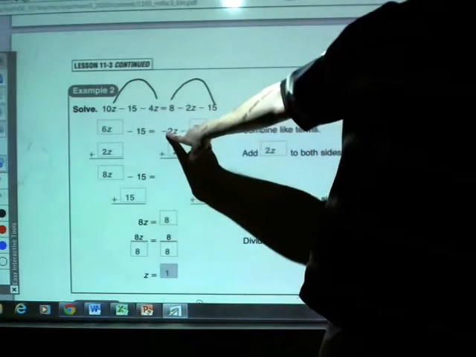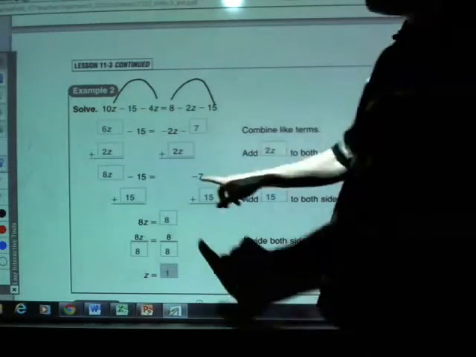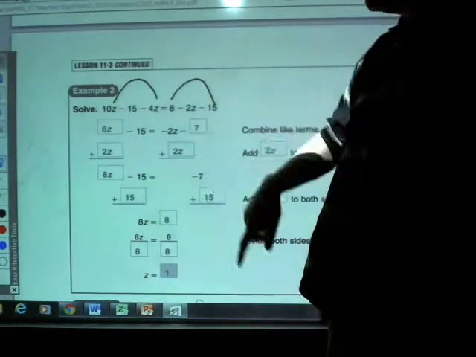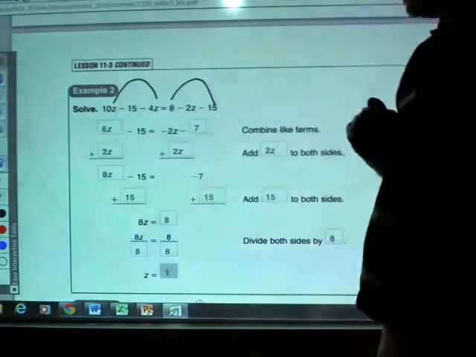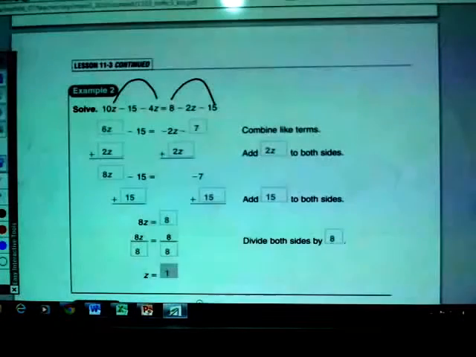Look, it's got a negative here. The opposite of a negative is a positive, and positive looks like addition. So I'm adding 2z to both sides. The 15, being the integer, is going to have to go over to the right side and join 7. And I'm adding 15 to both sides, again, me doing the opposite. And when I do that, I end up with 8z equals 8.